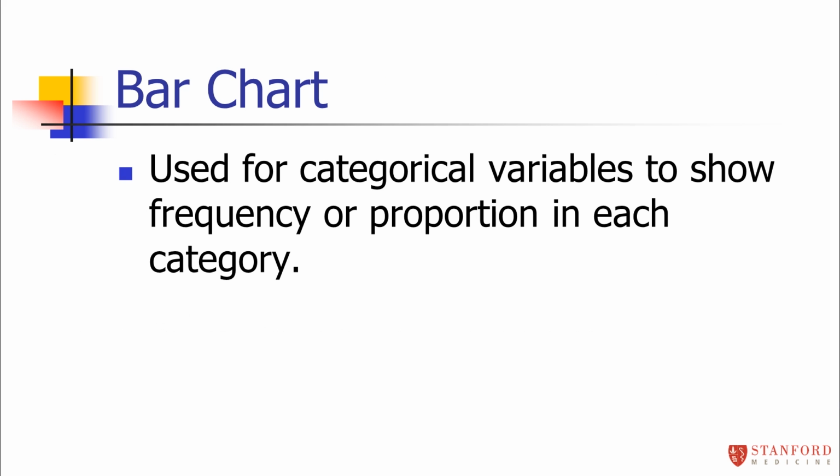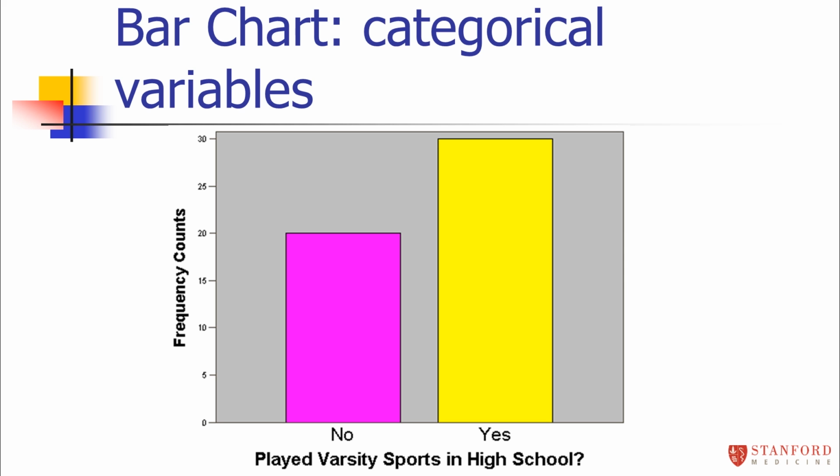So first of all, a bar chart is used for categorical variables. Again, it shows the frequency, that is the count or proportion of observations in each of the categories. For example, I asked the students in my Stanford data set, did they play varsity sports in high school? 30 said yes, 20 said no, and that's very simple information to pick up off the bar chart.